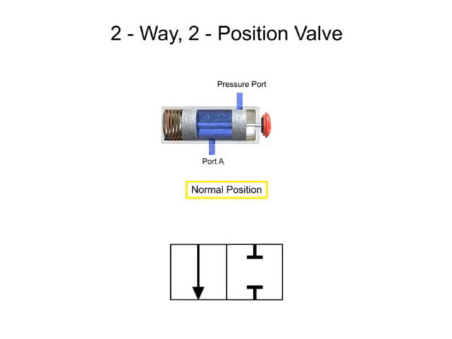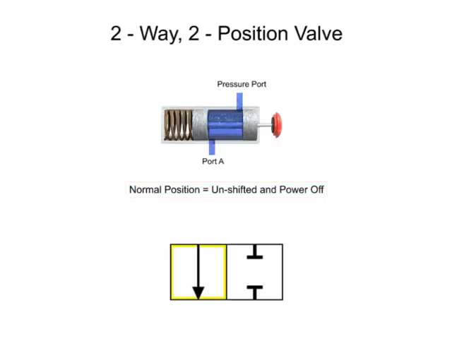off. This means that any mechanical actuators, such as springs, are in their non-actuated positions. Electrical actuators, such as solenoids, are powered off. The normal position can sometimes be referred to as the unshifted, de-energized, or unactuated position. In this case, position 1 is the normal position. Therefore, the lines to indicate the normal position are drawn in the first box.